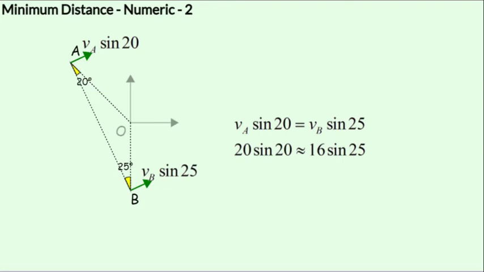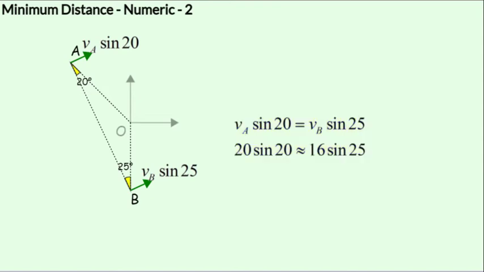Now the vector component of ball A perpendicular to the line AB is VA sine of 20, and the vector component of ball B perpendicular to the line AB is VB sine of 25. And we find that they are approximately equal, so this satisfies the first condition for collision.